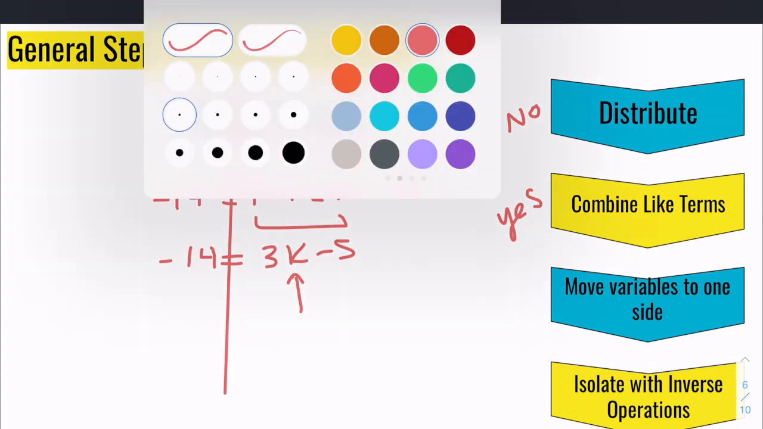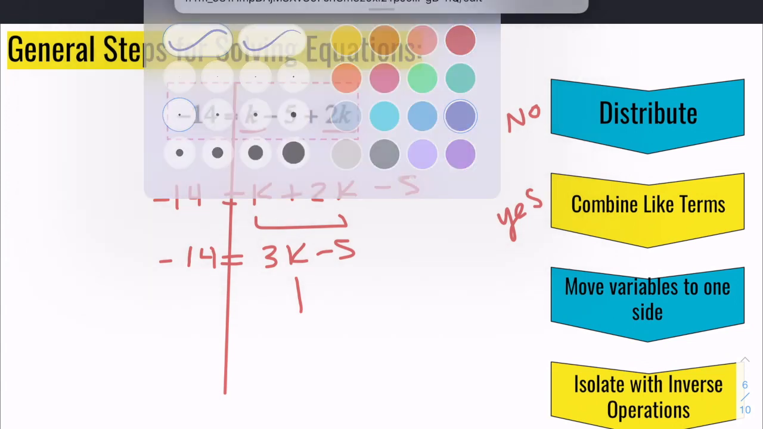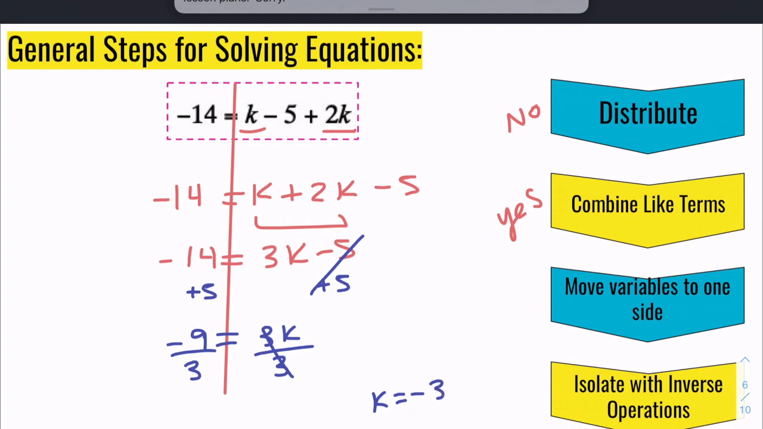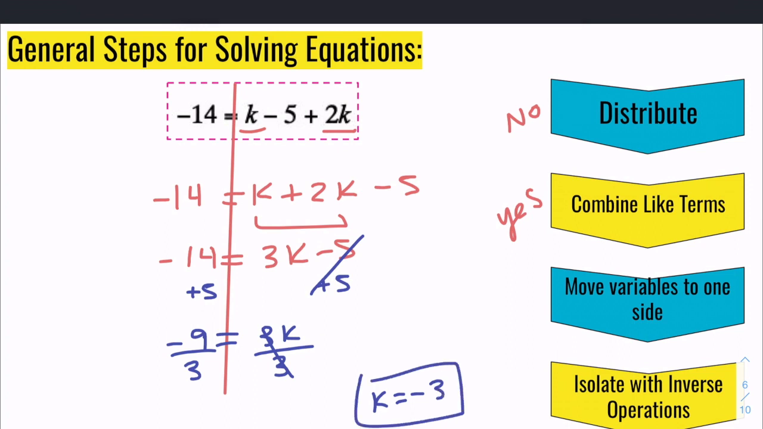So now pretend like this is a problem from the beginning of the year. Okay, I'm going to add 5 to both sides, because that's how I undo subtraction. We want to move the constant first. Negative 14 plus 5, that might be a calculator problem, gives you negative 9. And then I'm going to divide both sides by 3. Negative 9 divided by 3 gives me k equals negative 3. And there we go.